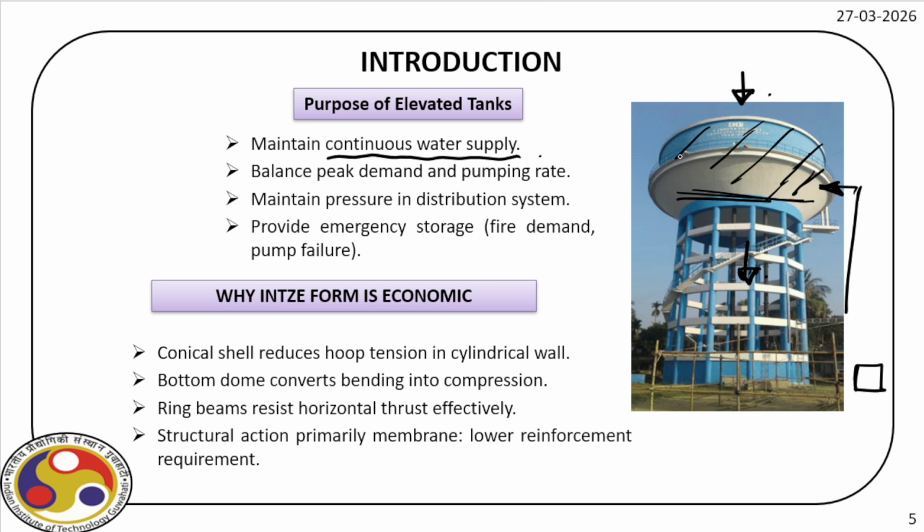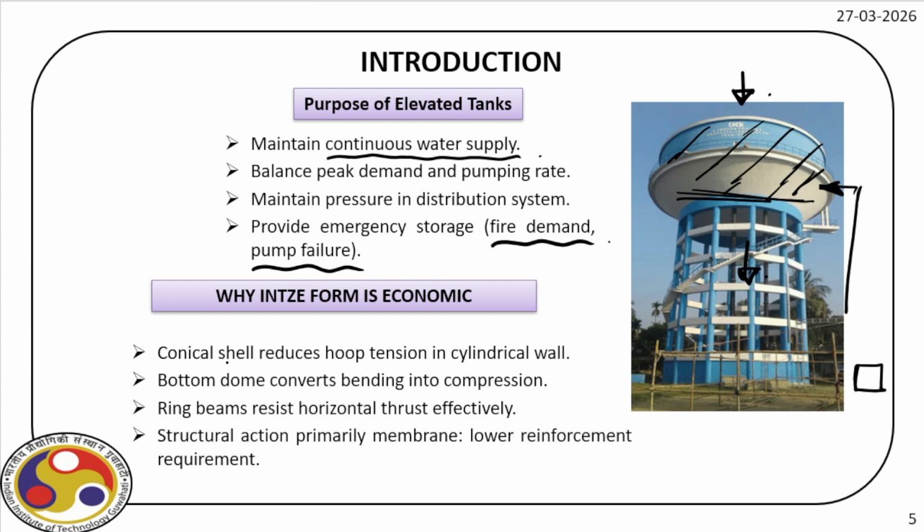Now, beyond that, these tanks are also designed to hold the volume of water for emergency usage, for example, fire demand, right? And also, it has additional capacity in case of pump failure, so that sufficient time is there for maintenance, and during that period, the tank can provide water supply to the community. Now, the question is, why is this form of tank economic?